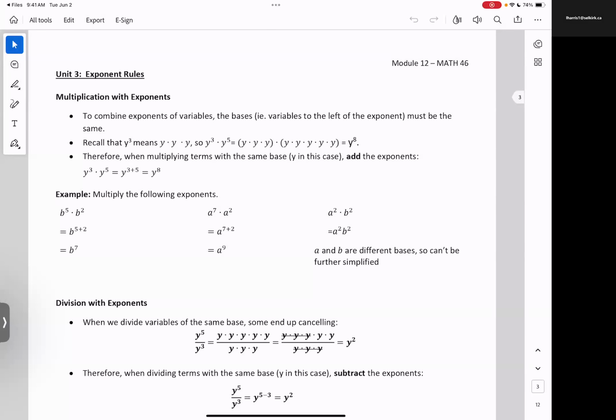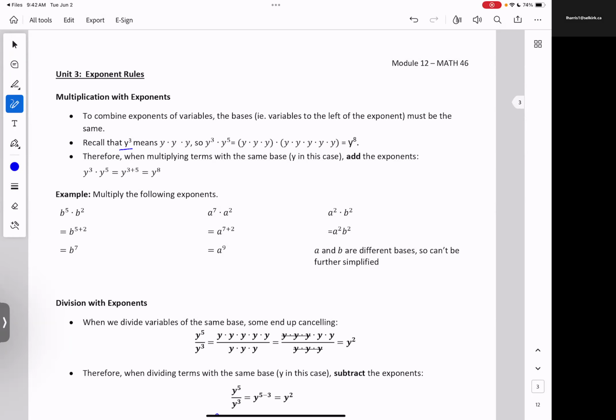So far in this module, we've talked about adding and subtracting polynomials. Now what we'd really like to do is multiply polynomials. And in order to do that, we're going to go through some exponent rules. So Unit 3 is all about dealing with exponents. So if you're multiplying exponents, let's think about that.